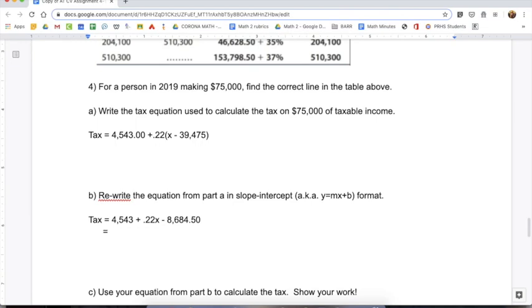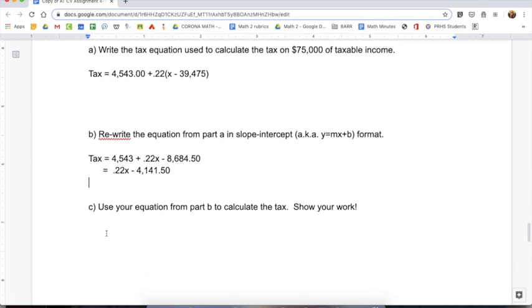Doing a little combining like terms of the constants. There's no other x term, so that stays the same, but doing 4,543 minus $8,684.50, that leaves us with $4,141.50. So now here is the equation rewritten in slope-intercept form. And now we're going to plug in our income for x. The taxable income x is $75,000. So now we're going to work this part of the equation.